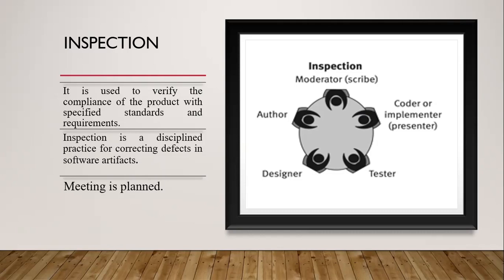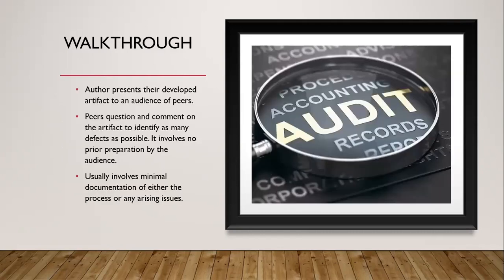Inspection involves the author, designer, tester, implementer, and moderator. Walkthrough is somewhat different from inspection, because in a walkthrough the plan is not adjusted. At runtime, the project manager and developer conduct a meeting and start the review process.